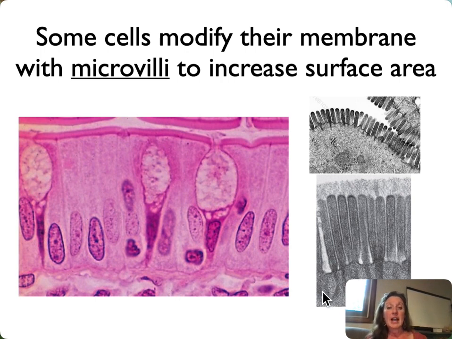So microvilli are very small and used to increase surface area. Just to make this clear, the surface area without microvilli would just be this one line for this cell. But because of the microvilli that are going up and down here, we have a lot more surface area, which means that we can bring in more substances.